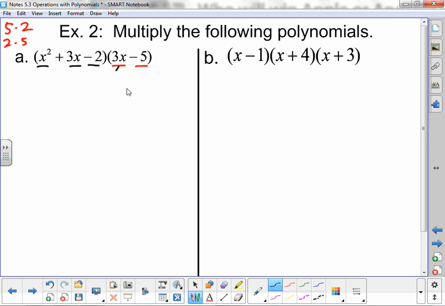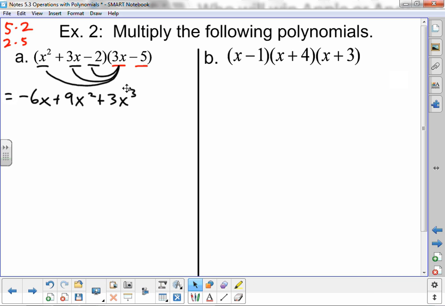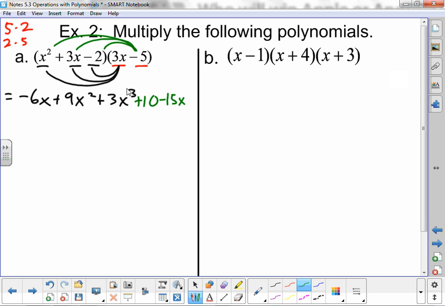So I'm going to take this 3x and multiply it to the negative 2, which is a negative 6x. Then the 3x times the 3x, which is a 9x squared. Then the 3x times the x squared, which is a 3x cubed. Okay, now I'm not done yet. I still have to take this negative 5 times a negative 2, which is a negative 10, nope, positive 10. Negative 5 times the 3x, which is a negative 15x. And negative 5 times the x squared, which is negative 5x squared.